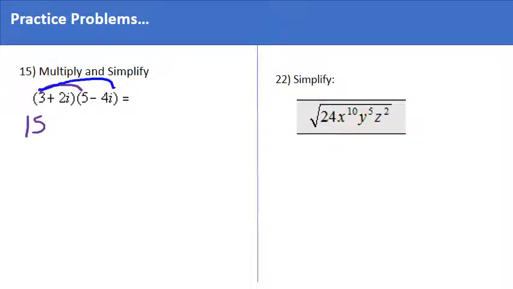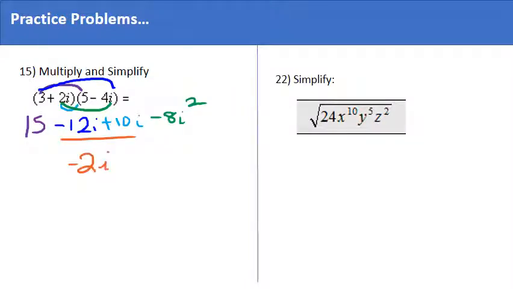And then we have our 3 times negative 4i, so that is negative 12i. Then we have 2i times 5, that is plus 10i. Then we have 2i times negative 4i, so that is negative 8i squared. So next, combine your like terms.